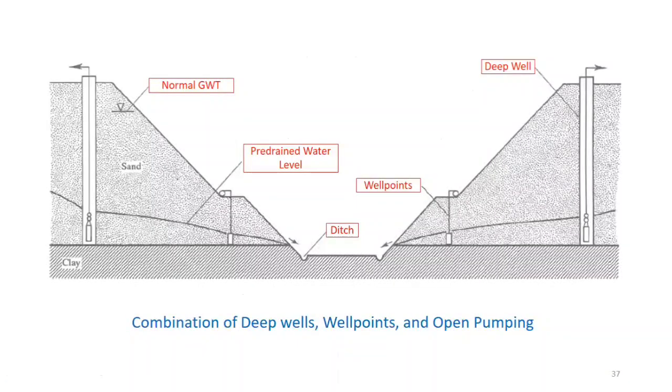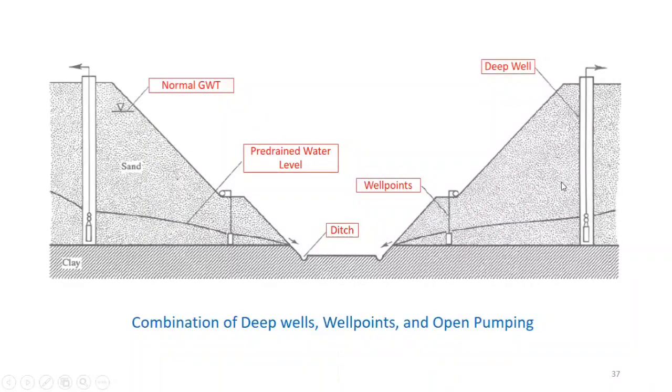This figure shows you that if your excavation is sometimes complex or deep, or has some special circumstances, you can even use a combination. It's not a rule that you will always be using deep wells or well points or open pumping alone. So you can make a combination. Like you can see over here, this is the original position of the groundwater table. It was lowered by a deep well system. You can see the deep well.